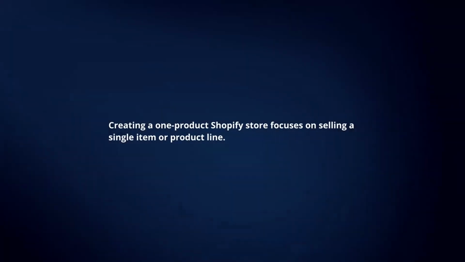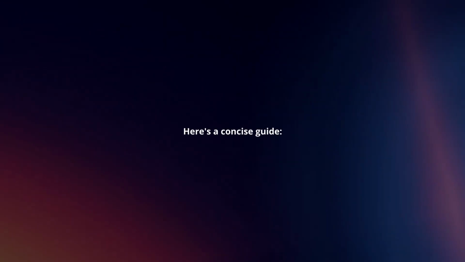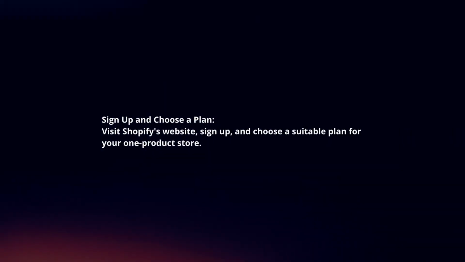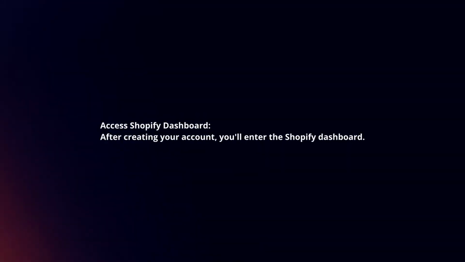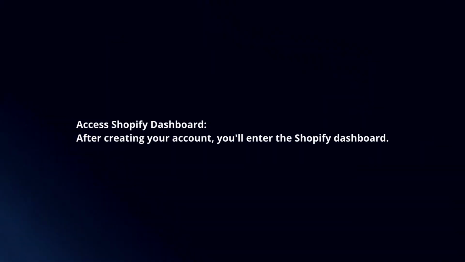Creating a one-product Shopify store focuses on selling a single item or product line. Here's a concise guide. Sign up and choose a plan. Visit Shopify's website, sign up and choose a suitable plan for your one-product store. Access Shopify dashboard. After creating your account, you will enter the Shopify dashboard.